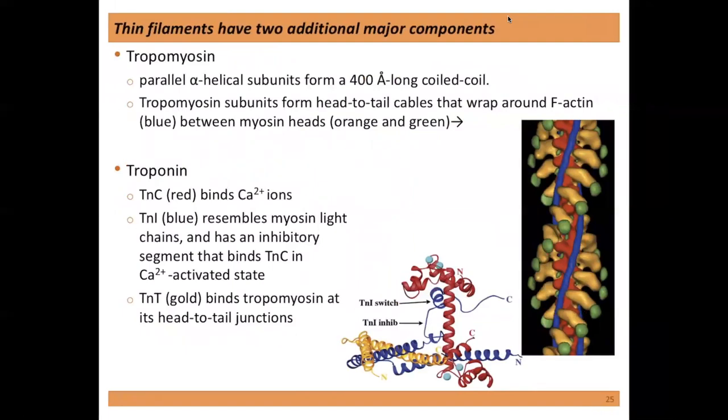Okay, now there are 2 other proteins that we probably ought to talk about that are involved in this. Besides actin and myosin, you should know tropomyosin, a parallel alpha helical subunit about 400 angstroms long, and again another coiled coil. We start to see that kind of common. Tropomyosin subunits form head-to-tail cables that wrap around the F-actin, the fibrous actin.